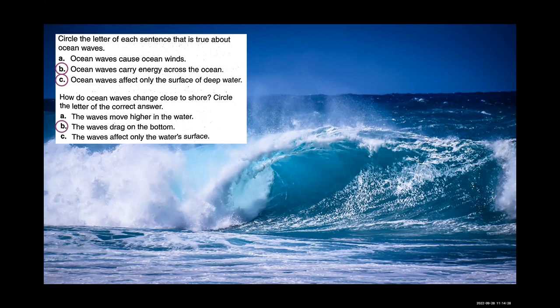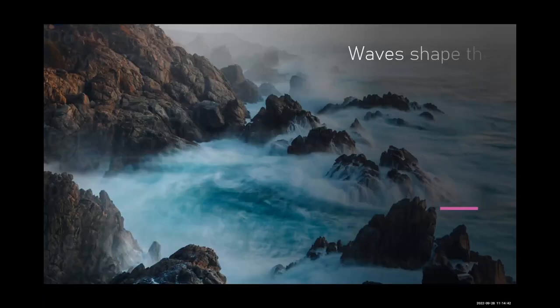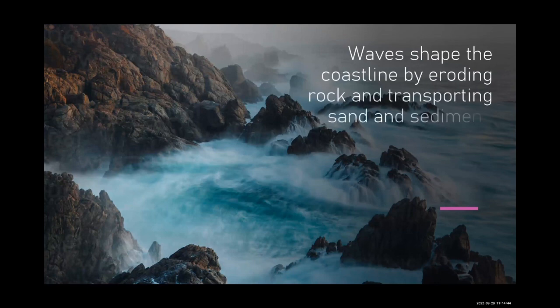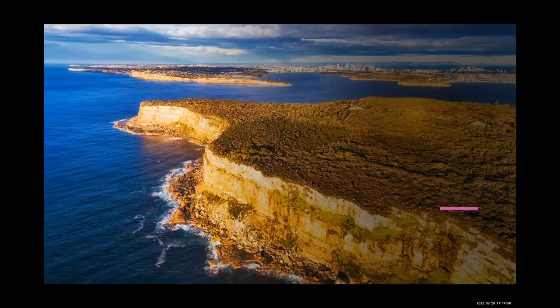Ocean waves carry energy across the ocean. Ocean waves affect only the surface of deep water, which is true. And as the waves get closer to shore, though, they drag on the bottom. So here we have waves shaping the coastline, and they do this by eroding rock and transporting sand and sediment.